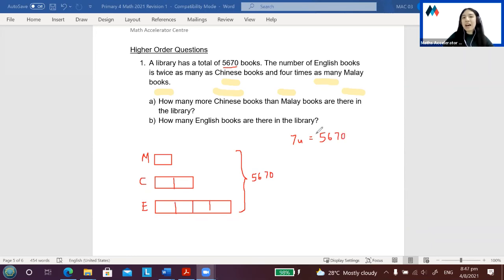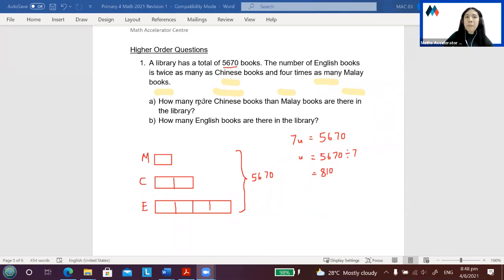So this means that 7 units is equal to 5,670. I won't force you to do this calculation now. I know it can be a bit tedious. But to find 1 unit, you divide by 7, right? That should give you 810. Yes, Adele, very good. 810. So 1 unit, one of these boxes is 810. Very good, you're all getting it.